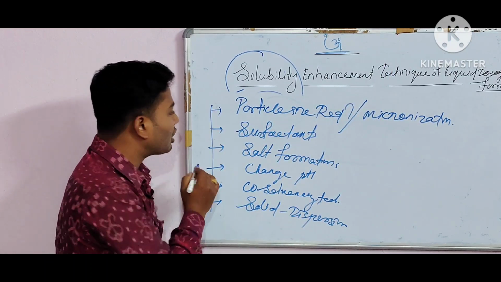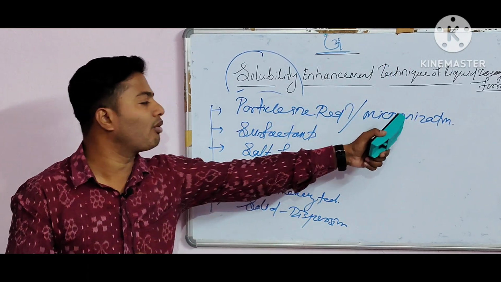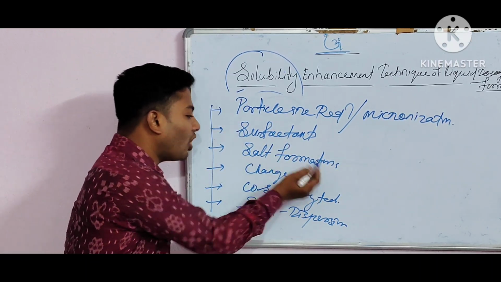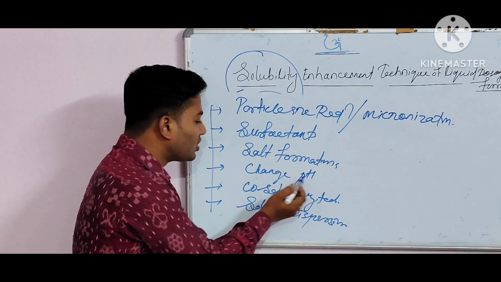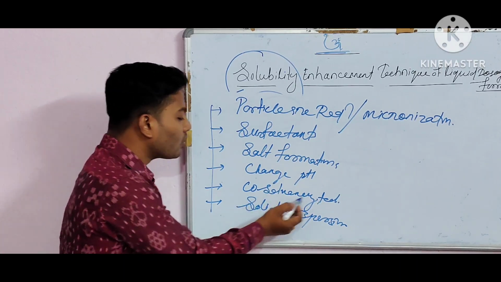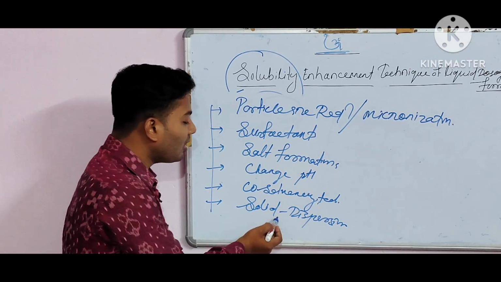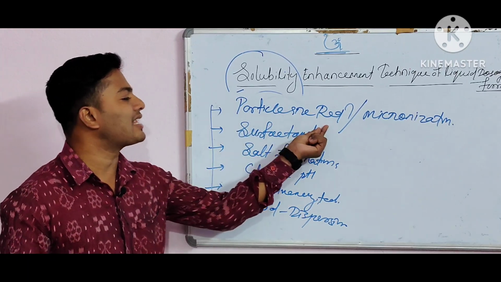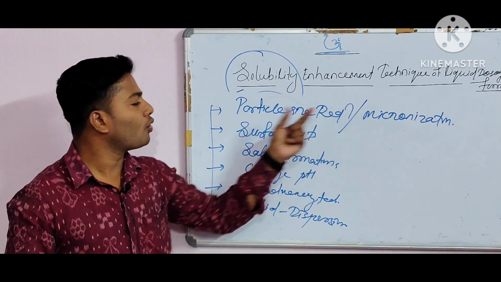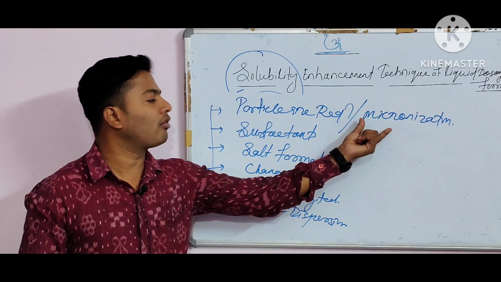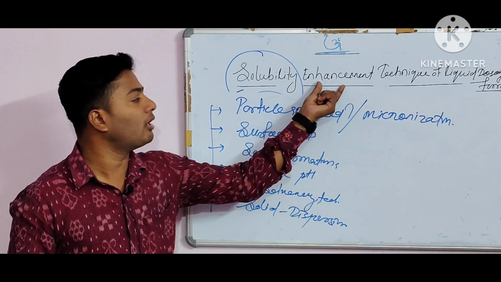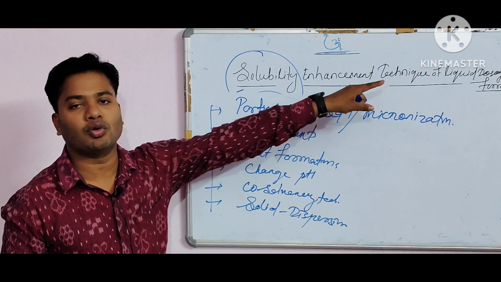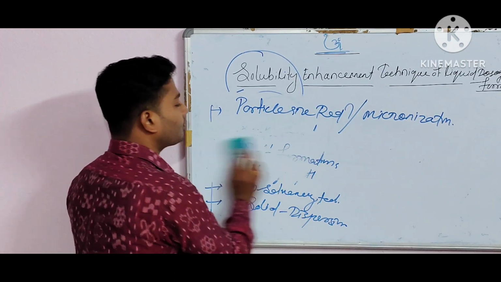So what are they? First one is particle size reduction, or micronization. Second one is surfactant. Next one is salt formation. Next one is change in pH. Next one is the co-solvency technique. Next one is solid dispersion. So first is particle size reduction or micronization. So how will particle size reduction or micronization enhance the solubility of poorly water soluble drugs in the preparation of liquid dosage form? So let's see.